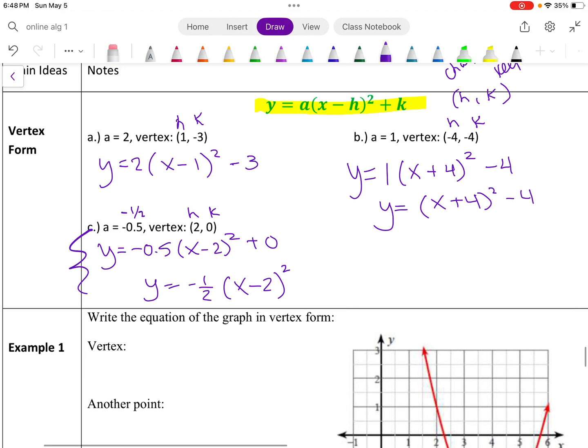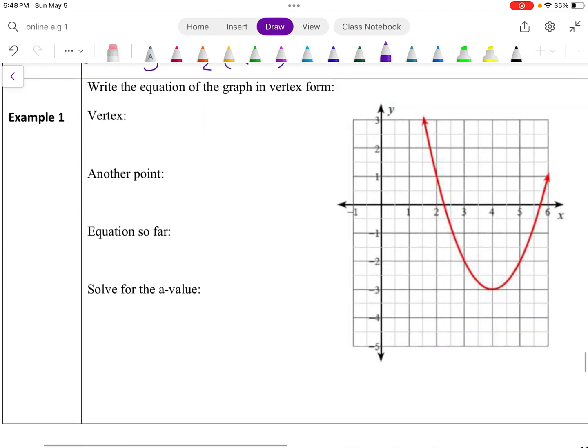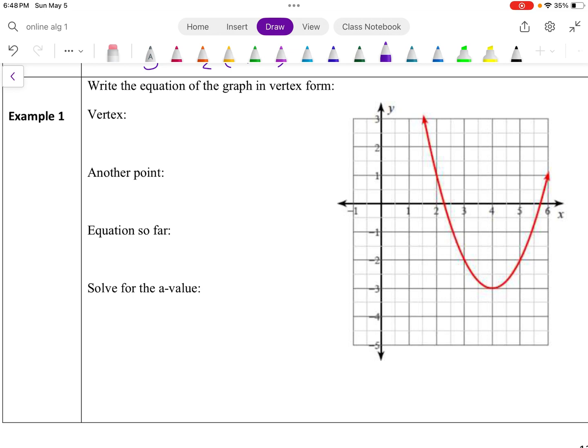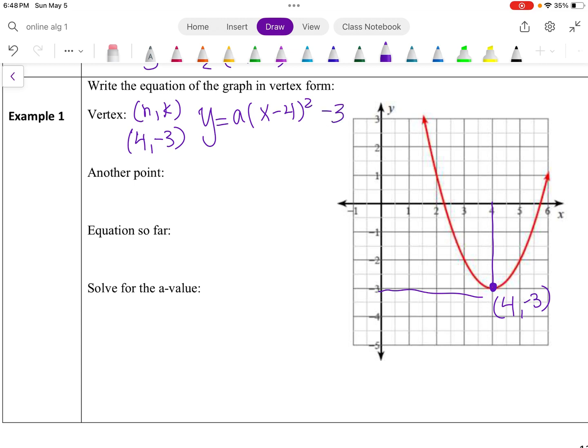Now, we're going to do that same thing, but we're going to have to pull this information from our graph. So let's try that. We're looking at our graph, and we want to be able to write the equation in vertex form. Well, we can start off by finding the vertex. Here's my vertex, right in the middle of my parabola, and it looks like this is the point 4, negative 3.